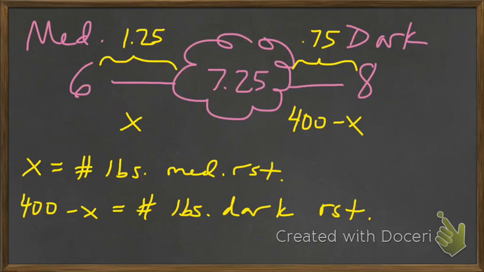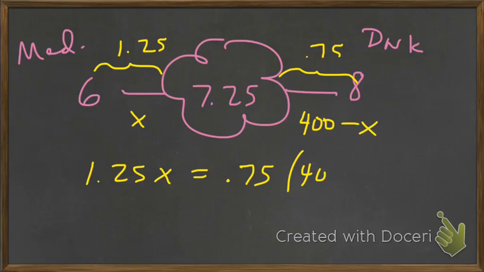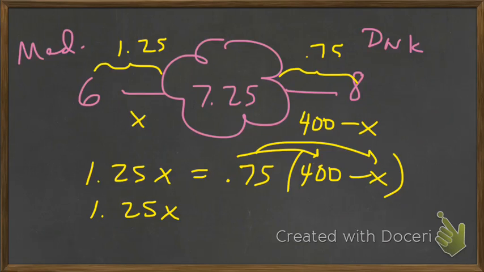Our equation is going to use the distance and the amount, like the distance and the weight on a seesaw. That is, 1.25 times X will balance out 0.75 times the quantity 400 minus X. We can distribute. 0.75 times 400, that's 300. 0.75 times negative X, you can see it.